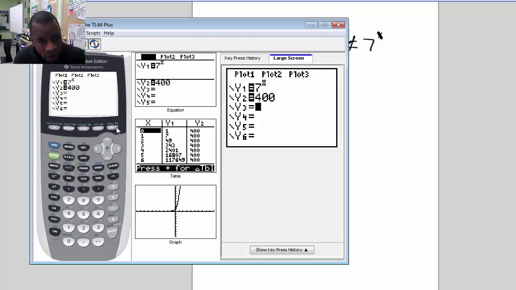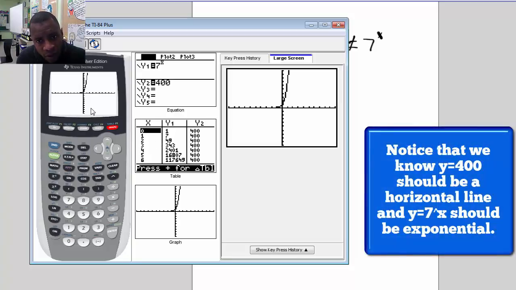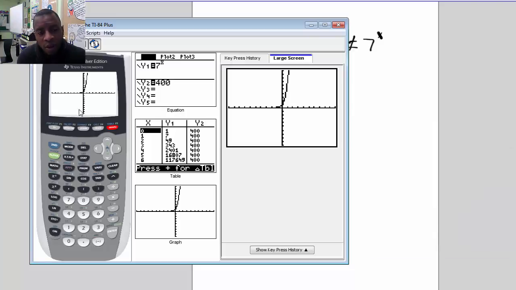Okay, and then we're going to hit graph. And so as you can see, that would be our exponential function, 7 to the x, and then we should get a constant function, or a horizontal line, of 400. Since we can't see that 400, that means we need to change our viewing window.